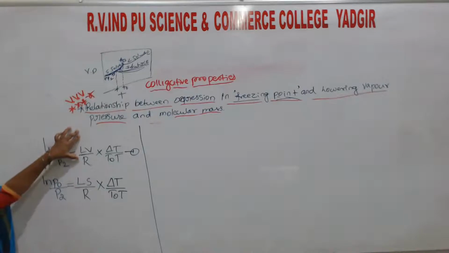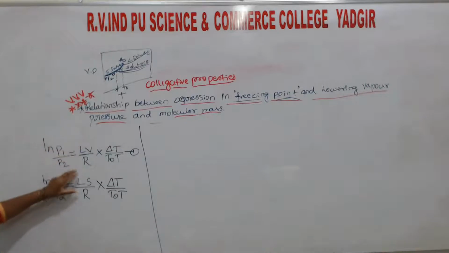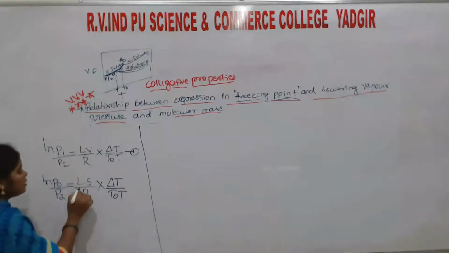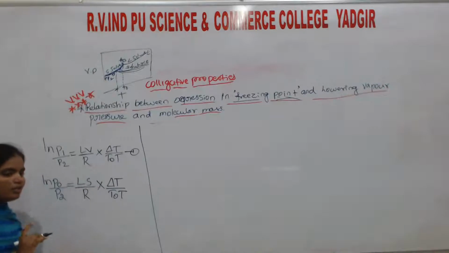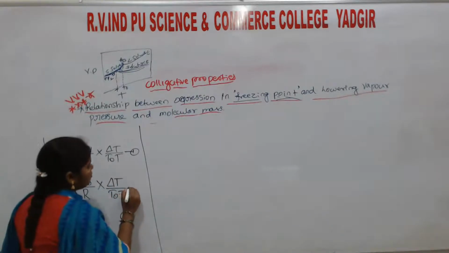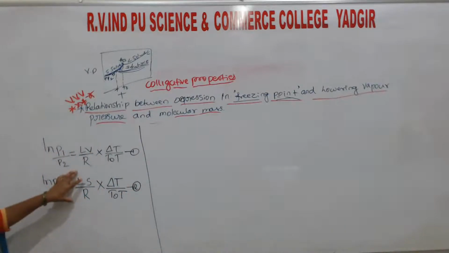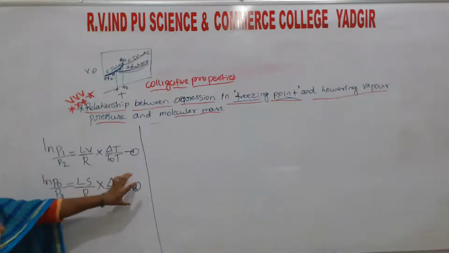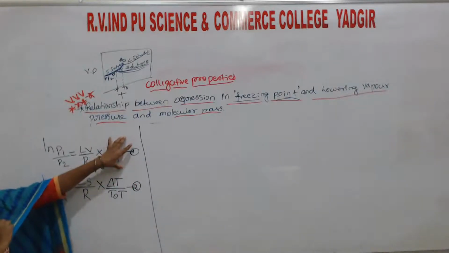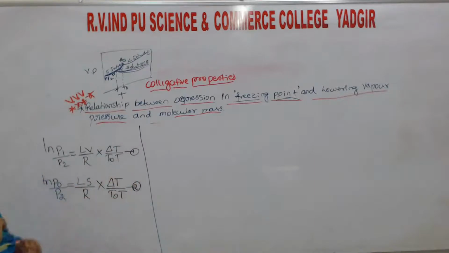This Lb is the molar heat of vaporization at the normal freezing point T. This Ls is the molar heat of sublimation of the solid solvent. This is equation number 2. Subtract equation number 1 from equation number 2.